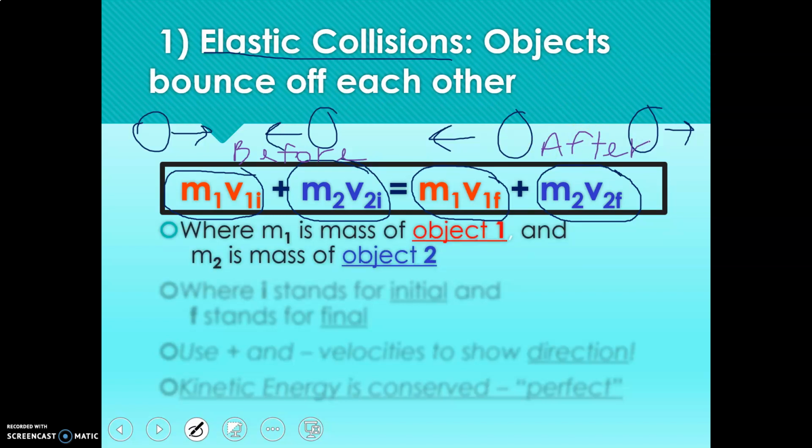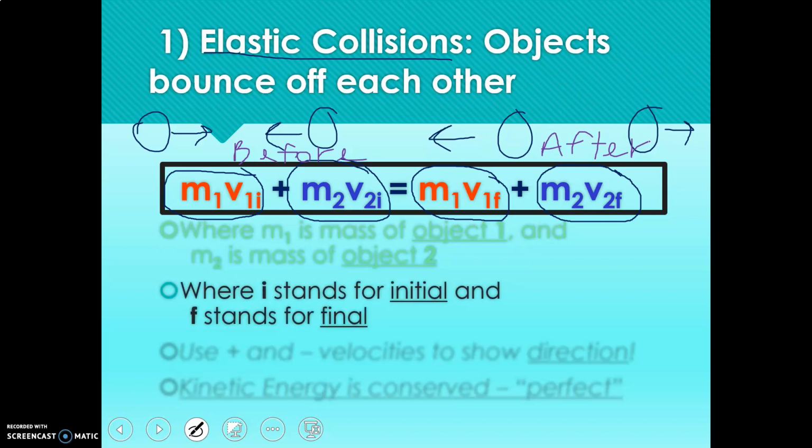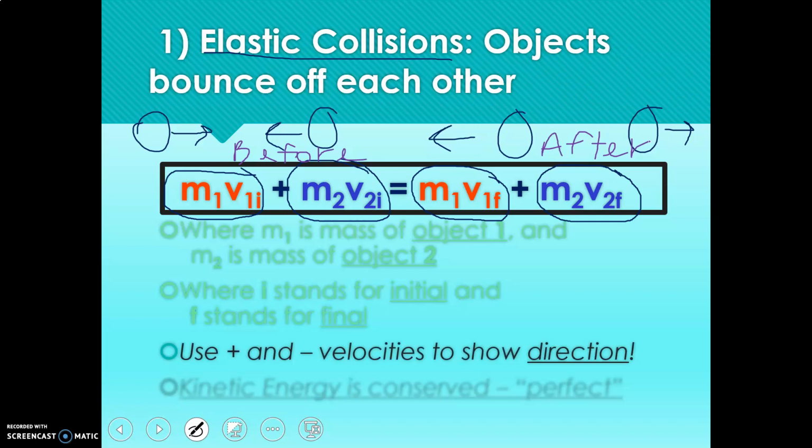So, M1 is the mass of object 1, M2 is the mass of object 2, I always stands for initial, F stands for final, and when you do plug in your velocities for all four parts, make sure that you use the positive and negative signs to show the direction. So again, positive would mean that it's moving to the right, or maybe it would be east, and then negative would then be left or west. So make sure you put in those positive and negative signs so that way you can get the correct answer for whatever part that you are solving for.